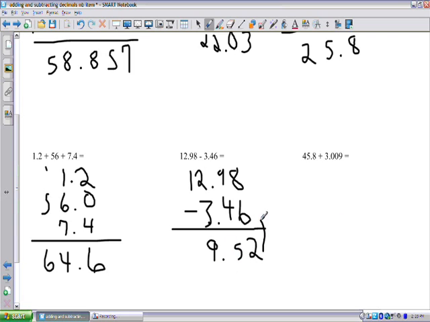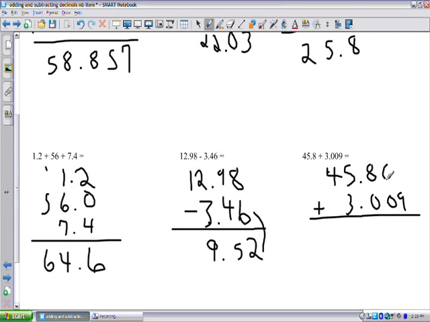And again, you could check that by adding these two together and seeing if you get this. And 13 minus 3 is about what you got there if you did some estimating. All right. 45 and 8/10 plus 3 and 9/1000.